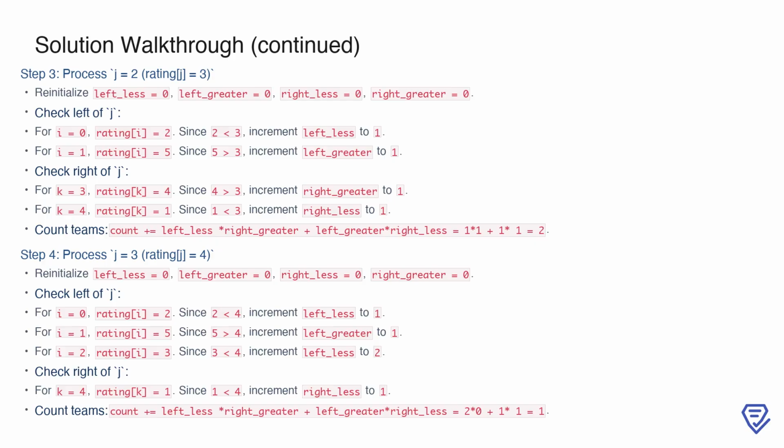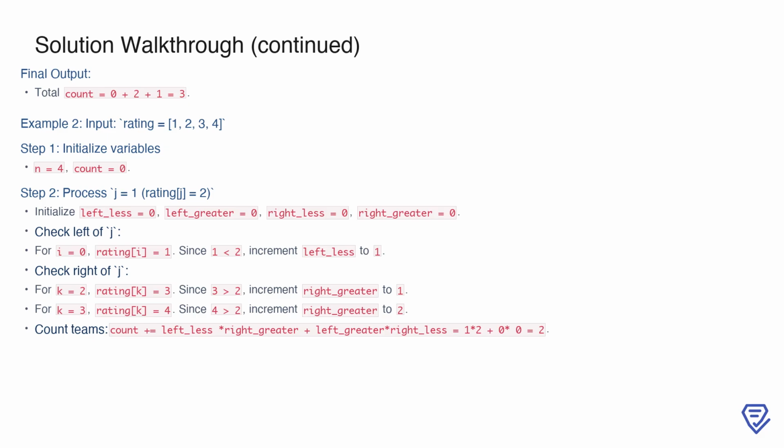Using the formula, we find count plus equals left_less times right_greater plus left_greater times right_less, which evaluates to 2 times 0 plus 1 times 1 equals 1. This adds one more team to our total. Now that we've processed all possible middle elements for the first example, the total count of teams is 0 plus 2 plus 1 equals 3.